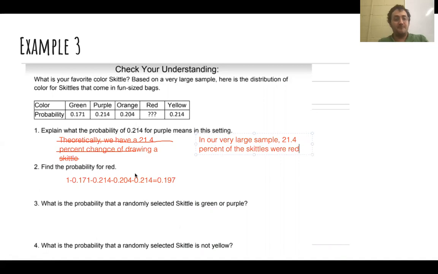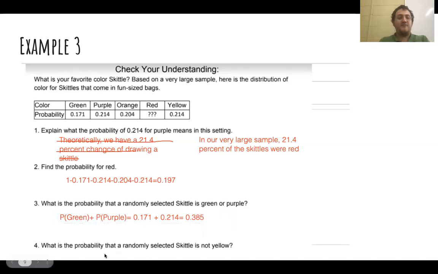All right, and then the next question is, what is the probability that a randomly selected Skittle is green or purple? So this is simply the idea that we're going to do the probability of green plus the probability of purple. We're just going to add 0.171 plus 0.214, and that's going to equal 0.385.